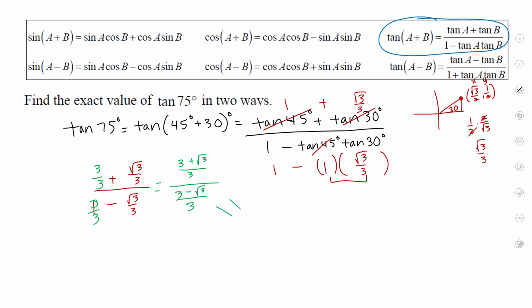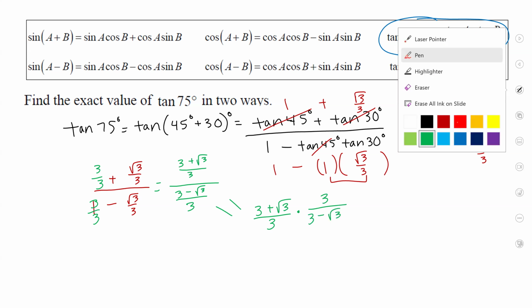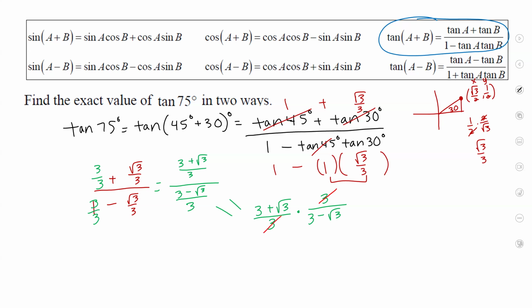And of course, whenever you're dividing fractions, you keep the numerator the same, but the denominator, you flip it. So 3 will now be on top, and 3 minus square root of 3 is in the denominator. This 3 cancels with this 3, so I'm left with 3 plus the square root of 3 in the numerator, and 3 minus square root of 3 in the denominator. So that's your final answer. That is one way of solving what tangent of 75 degrees is equal to.